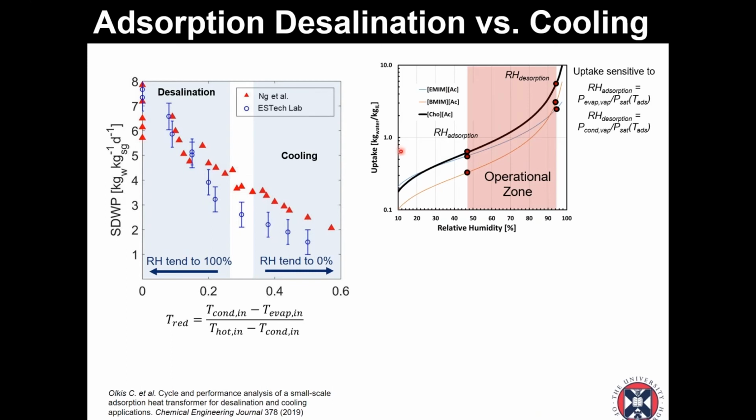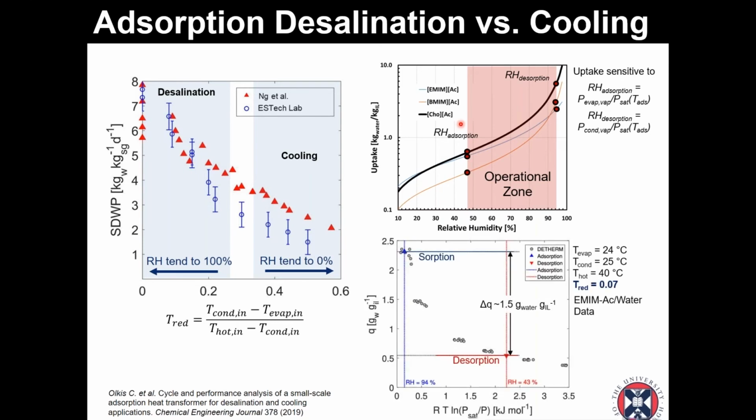Measured in units, let's say, of grams of water per gram of ionic liquid. And this is really the zone where the adsorption desalination works. So we can expect great performance from these materials.